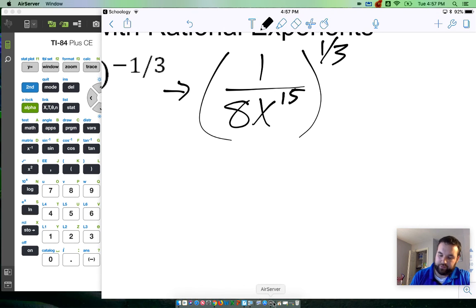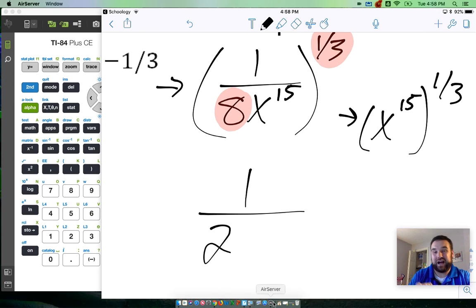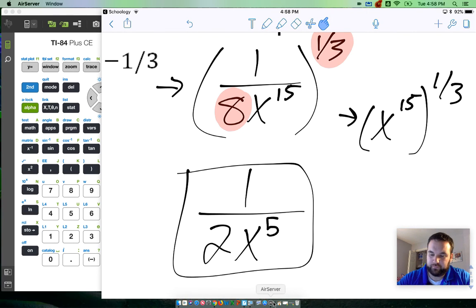I know 1 to the 1/3 power, that's just going to be 1. If I have 8 to the power of 1/3, that's the same as the 3rd root of 8. So that's going to end up giving me 2. And then if I have x to the 15th, just as a little side calculation, those are the dogs in the background. If I have x to the 15th power and I'm raising that to the 1/3, I'm going to multiply because of power to a power. 15 times 1/3 is going to give me 5, so that's going to be x to the 5th. I don't have any negative exponents. I can't reduce 1 over 2, so I know I'm good to go there.